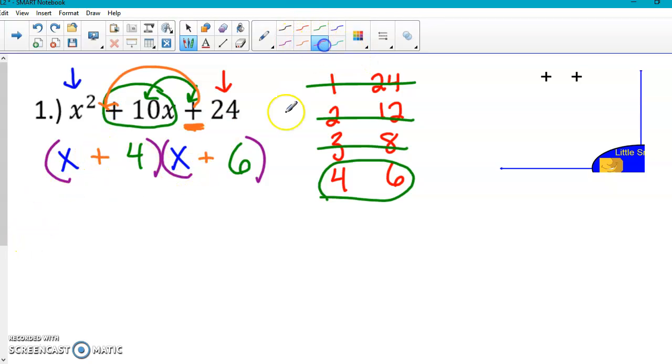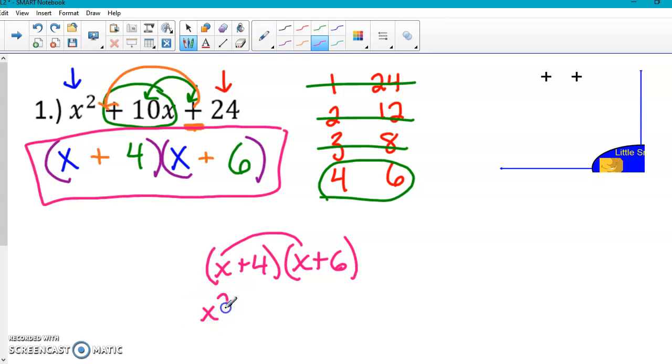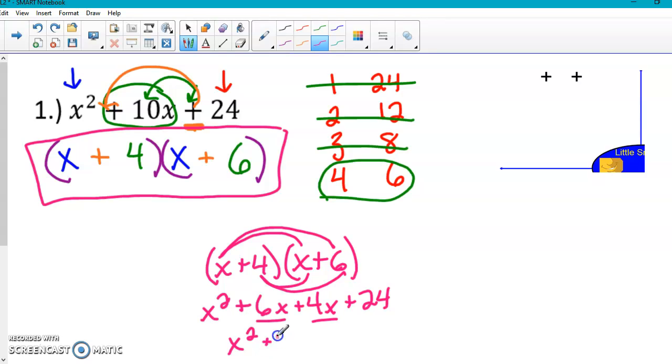All right, so I'm going to show you a quick method of how you can double check yourself to make sure that this is in fact your correct answer. And it's to do what we just did in Unit 10, which is to multiply it or distribute it out. So this is what it would look like. If I did x times x, I would get x squared. X times 6, I would get 6x. 4 times x would get me 4x. And 4 times 6 would get me 24. These two terms are like terms, so x squared plus 10x plus 24. And if you'll look, it matches the problem from the original number 1. So that's how you know for sure that you did it correct.